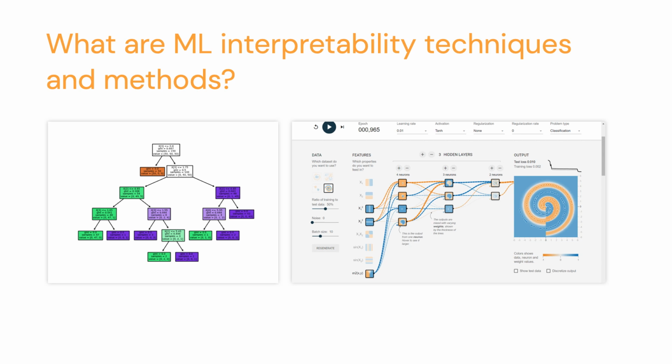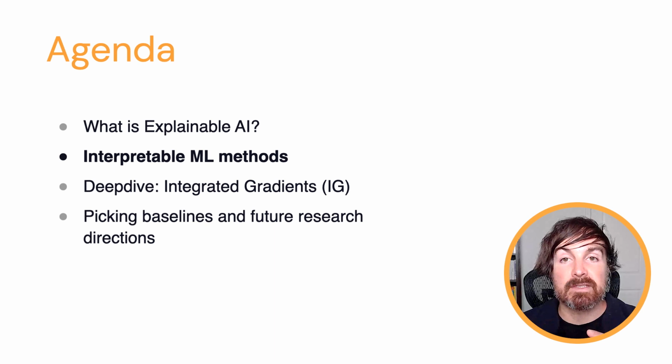Now that we have established the dual goals of explainable AI being model understanding and human interpretable explanations to build trust, let's dive more into the interpretability methods that you will be engaging with as engineers.